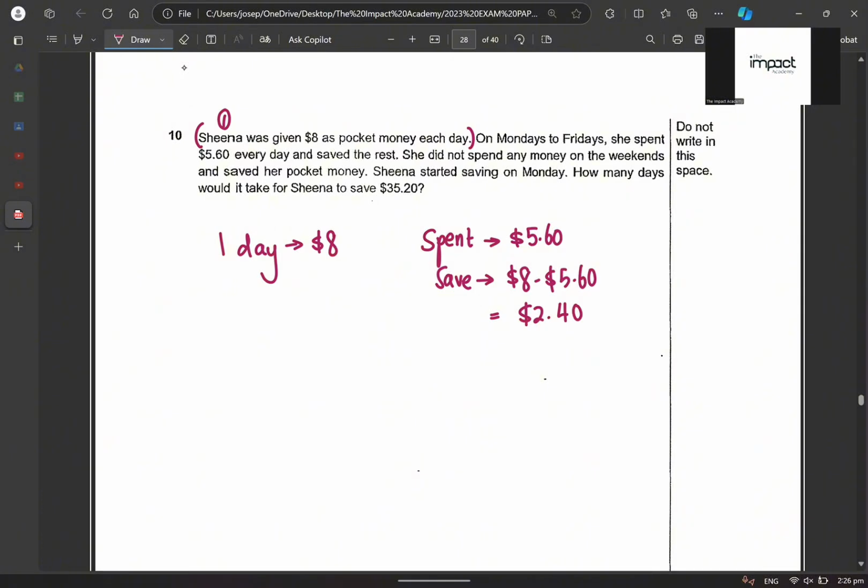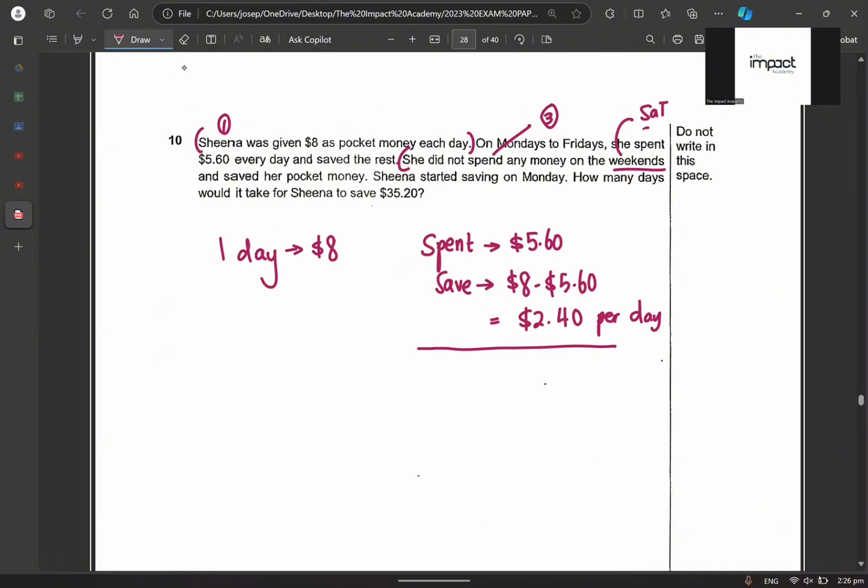Now, we can see that this $2.40 is per day only. Maybe we can write over here, per day. Per day means each day. Sentence number 3 says she did not spend any money on the weekends, so weekends means Saturday and Sunday. What she did was that she saved everything. So this is only on Saturday and Sunday. How much is that? That is basically $8 plus $8. That gets me to $16.